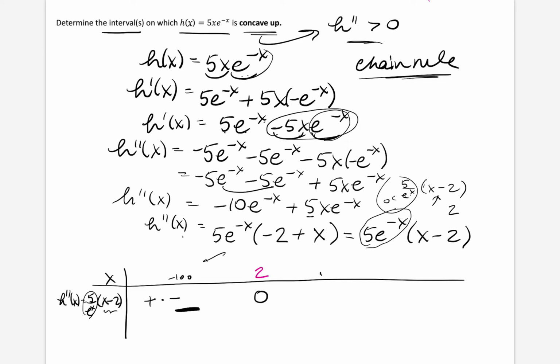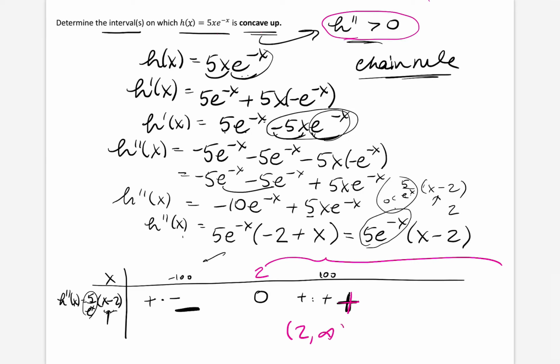What about x greater than 2, like 100? Well, 5 over e to the x will be positive still, and x minus 2, if x is 100, will also be positive. So we're going to have a positive times a positive. So our second derivative will be positive for x greater than 2. And since we're finding the intervals on which the original function is concave up, we want the intervals on which the second derivative is positive. So that would be from 2 up until infinity.